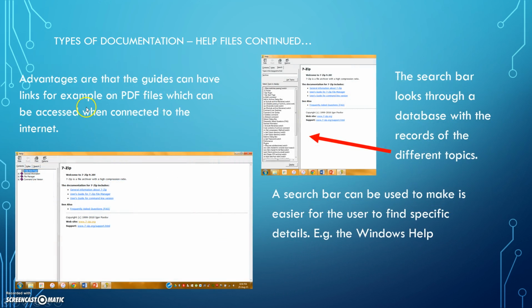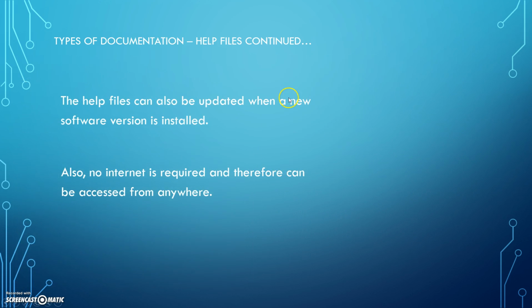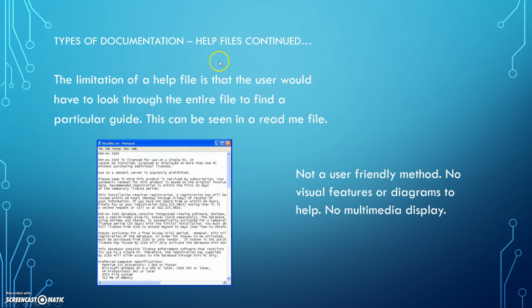So the advantages are that they can have possible PDF links which can be accessed when connected to the internet. The search bar looks through a database with the records of the different topics, and a search bar can be used to make it easier for the user to find specific details. So no internet is required, as it might be a TXT file. And the help file can also be updated when a new software version is installed.